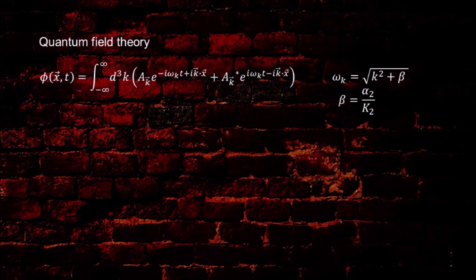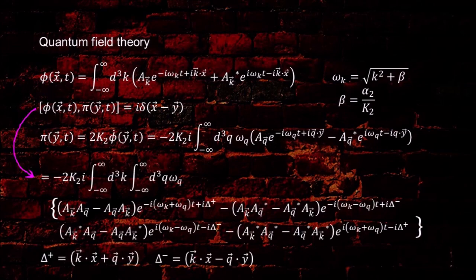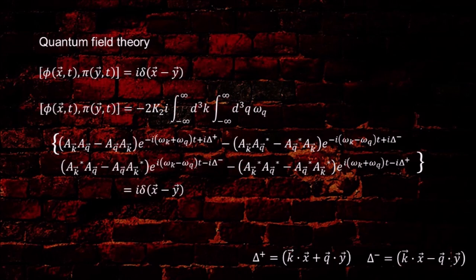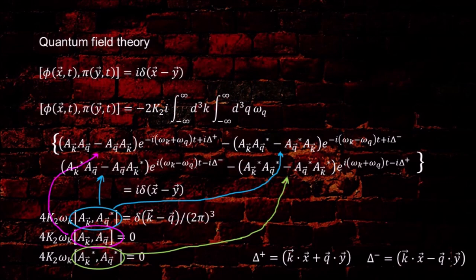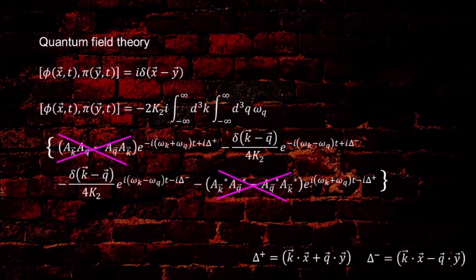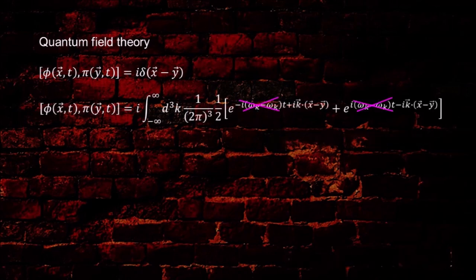Now we need to quantize phi using the rules of quantization, which we have established earlier, where pi is 2k2 phi dot. Plugging these expressions into the commutator, we get this. It's clear that if phi is to be an operator, then the a's must be operators that satisfy these commutation relations. Let's plug them in and see that this is indeed correct. Integrating over q, and then over k, we indeed obtain the correct commutation relation of phi and pi.